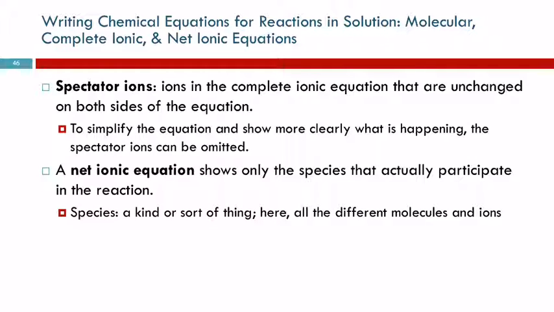When we say species, we use the word a little different than biologists do. Species just means a kind or sort of thing. Here, that would be all the different molecules and ions. Species is easier to say than atoms, molecules, and ions. So it's just a thing.